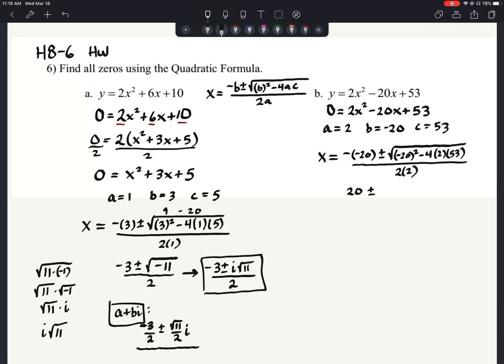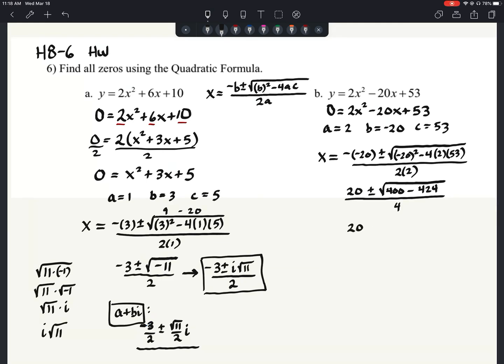Plus or minus. And then inside our square root, if you need to take this in a couple steps, go for it. Negative 20 squared we know is 400. And then we only have one negative over here, so we're going to do 400 minus. And then I've got 8 times 53. Well, 8 times 50 is 400, and then 8 times 3 is 24, so it'd be minus 424, all over 4 right now.